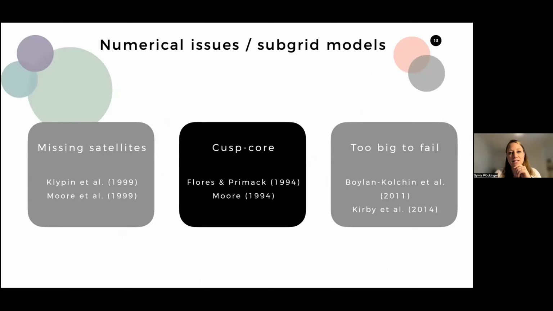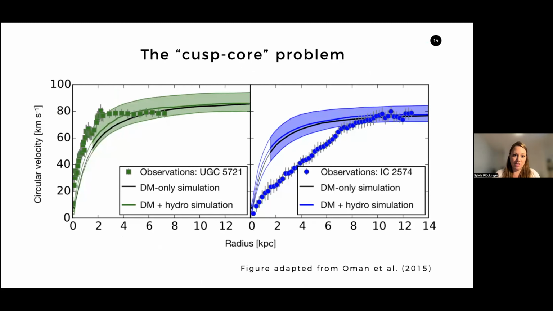The second one of the small scale issues that I have listed here is the traditional cusp-core problem. Again, just a quick reminder, if we focus on the data points for now, I will come back to explain the rest of the lines in a moment. We can see that some observations of some galaxies have very steeply rising rotation curves. That would refer to a central cusp in the dark matter halo, while others have very slowly rising rotation curves. This would be more applicable to a dark matter core, so a constant density in the center of this galaxy.